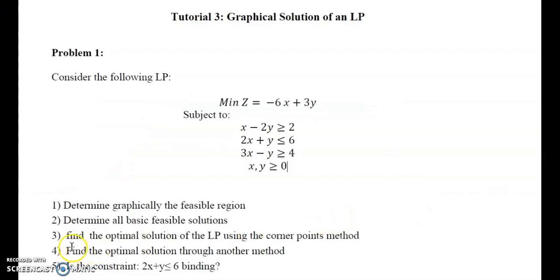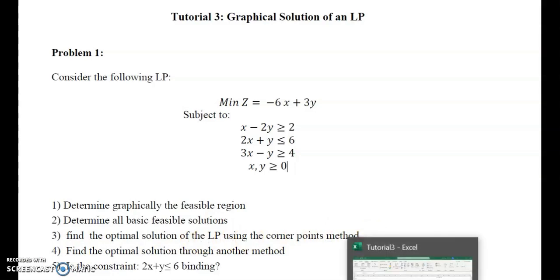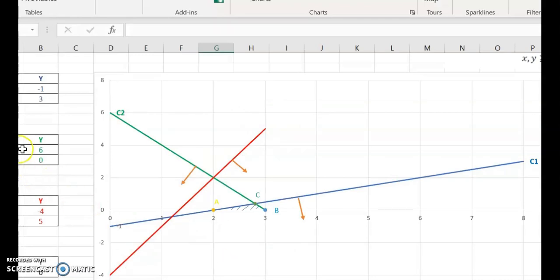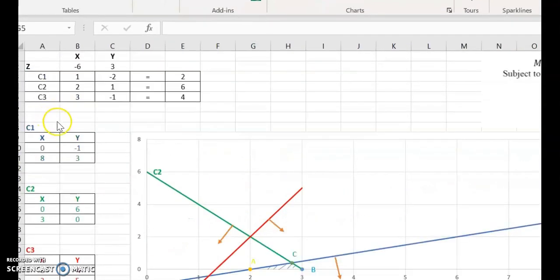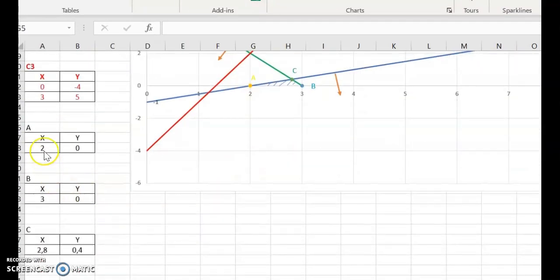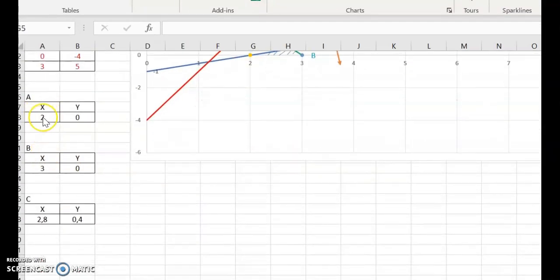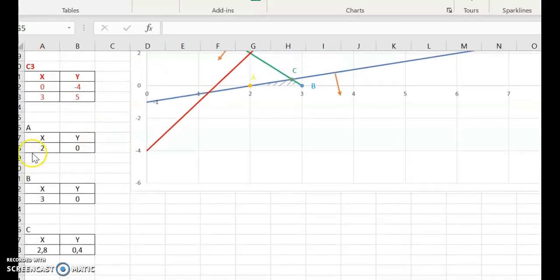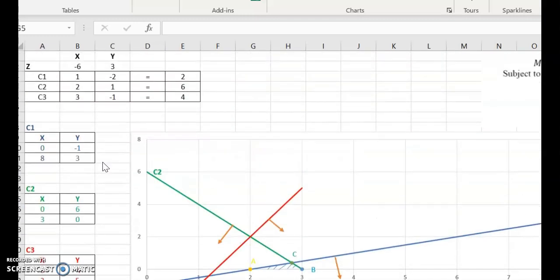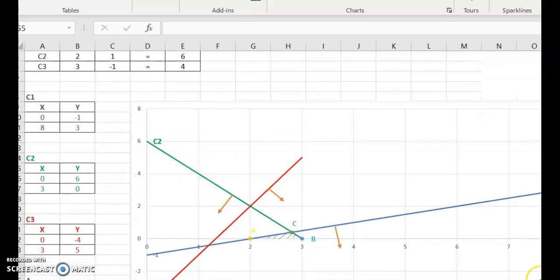So the third question is to find the optimal solution of the LP using the corner points method. The corner points method is simply plugging in the coordinates of the basic feasible solutions, or the coordinates of the corner points, and choosing the best solution. This is a minimization problem, so we are going to be choosing the smallest value.